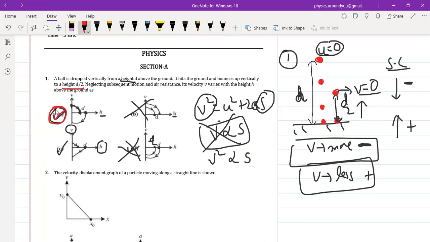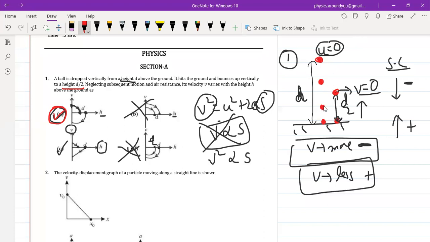Very tricky one to interpret the graph. So we take the help of sign conventions, initial conditions. The whole journey of the ball is divided into two phases. One, the descending phase of the ball.